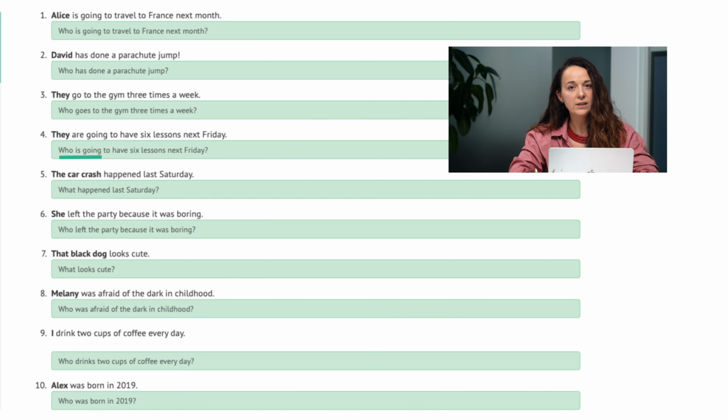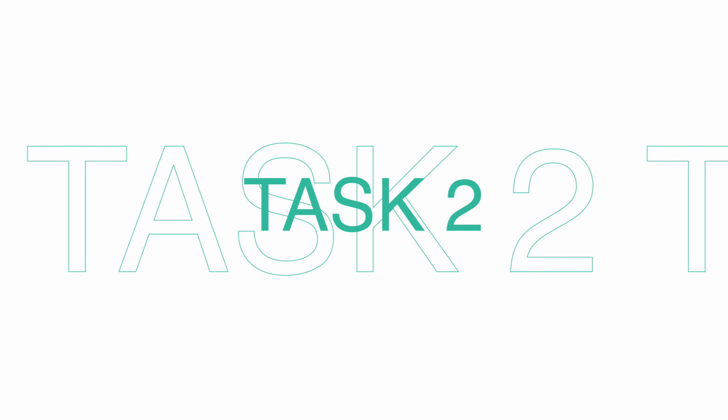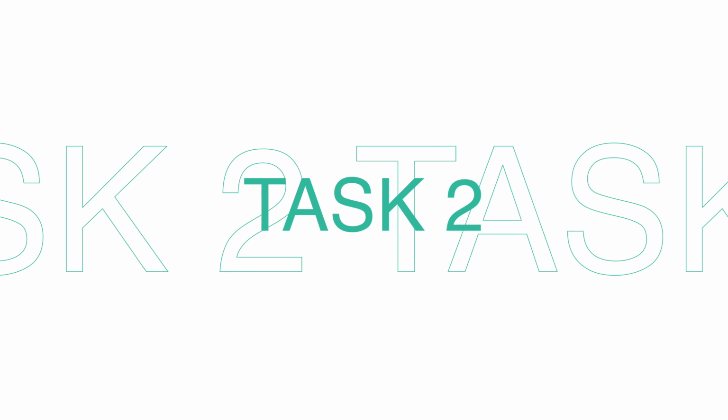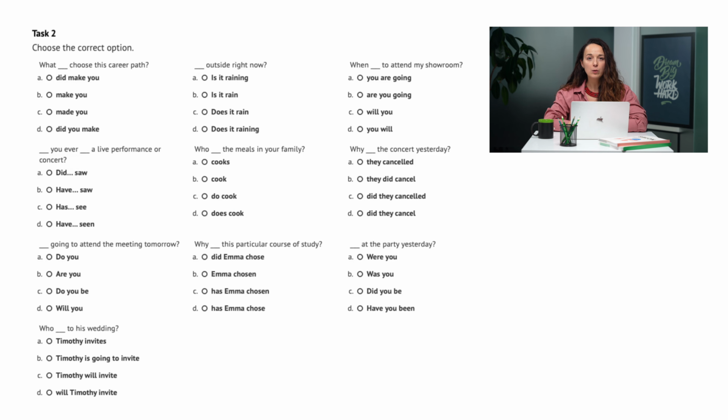Ready to move on? Task 2 is waiting for us. Task 2. In this task, we've got 10 questions that are missing some words. Choose the correct option in each sentence. You've got 7 minutes for the task. Pay attention, not all questions here are a question to the subject. Once you're done, press check.